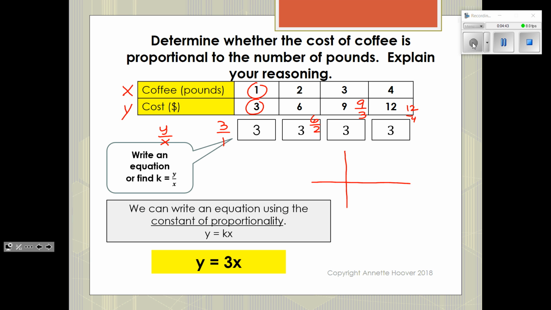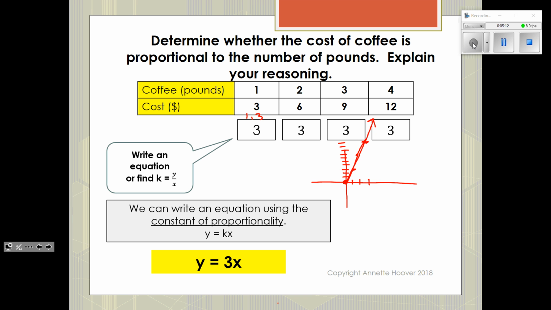If this were my graph, and I were to graph these 4 ordered pairs, our first ordered pair would be 1, 3. Our second one would be 2, 6. Our third one would be 3, 9, and so forth. And what they do is they create a straight line, and it passes the y-intercept at 0. And the slope was constant.